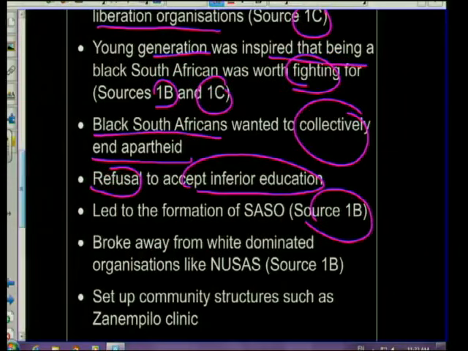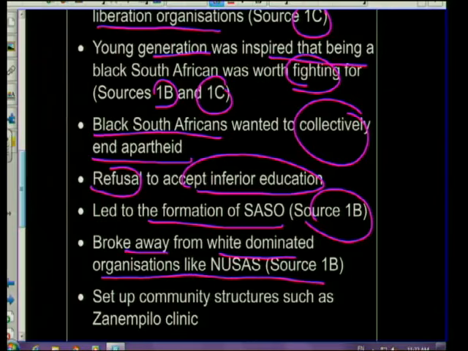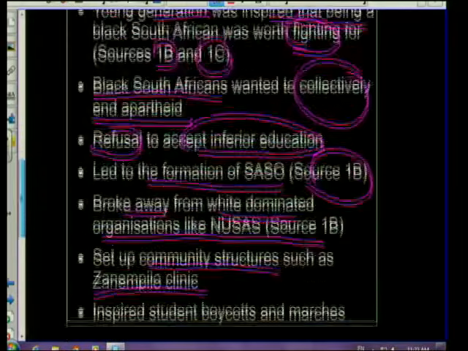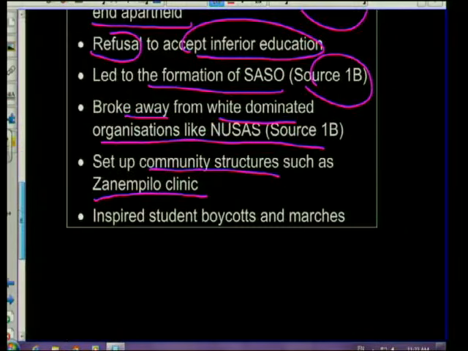If you go on to more answers, we know that in source 1B, it led to the formation of SASO. It also broke away from white-dominated organizations. And clearly, it was something that Steve Biko felt very, very strongly about. He believed that blacks should fight their own struggle for freedom if they really wanted it. And it set up community structures such as the Zanempilo Clinic, and it also inspired student boycotts and marches.